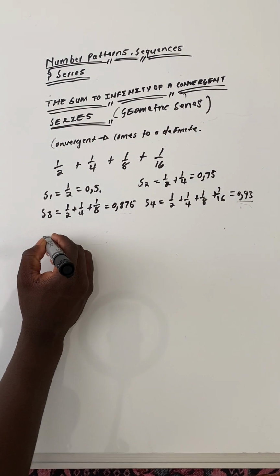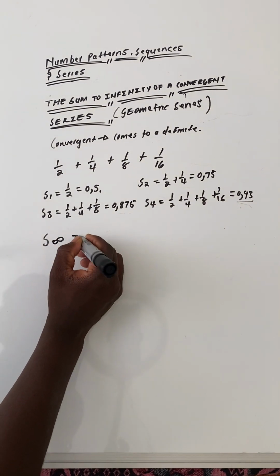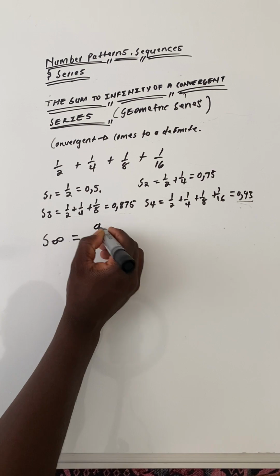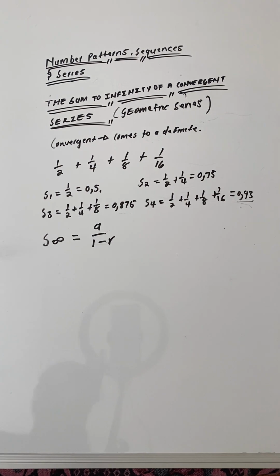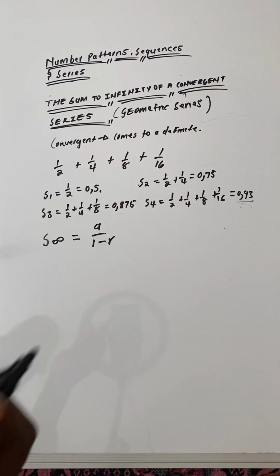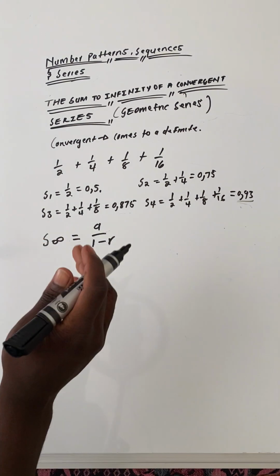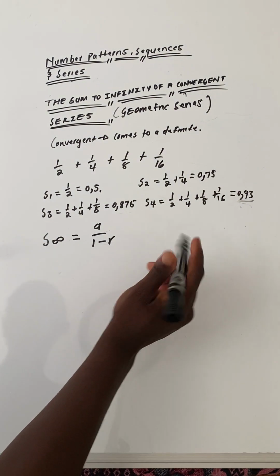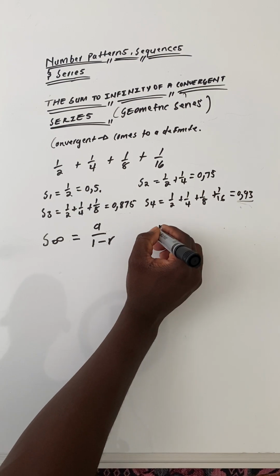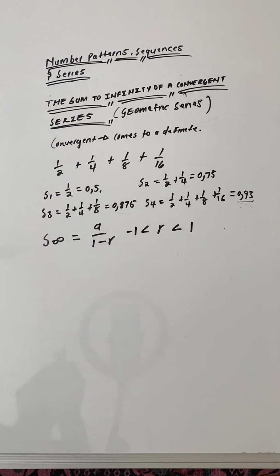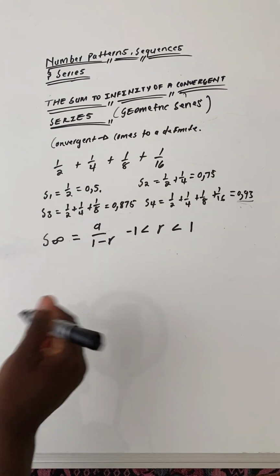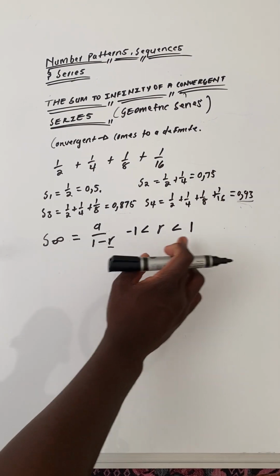right? So the formula would be the sum to infinity equals a over 1 minus r. As simple as that, right? But there is a rule that you must know about the r. For a convergent number series, you must always make sure that r is between -1 and 1. So there is the requirement for a converging series, that r, which is the ratio here, must be between -1 and 1.